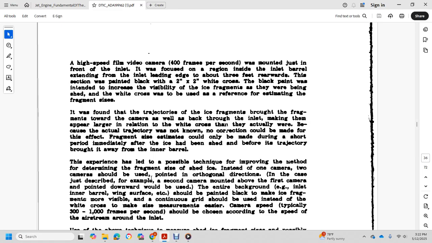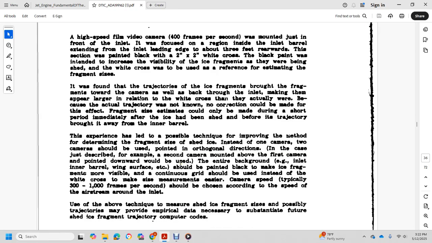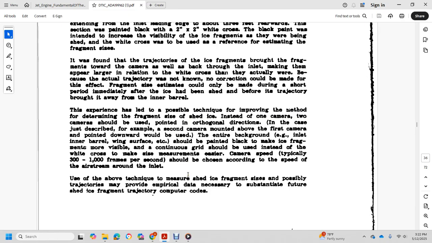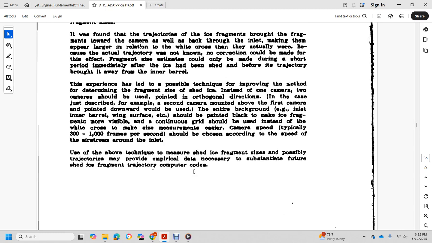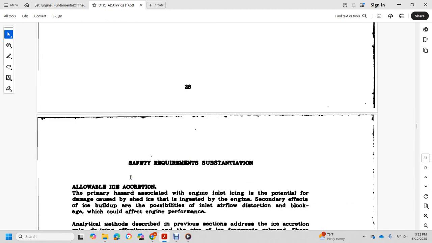Camera speed, typically from 300 to 1,000 frames per second, should be chosen according to the speed of the airstream around the inlet. Using the above technique to measure ice fragment size and possible trajectories may provide the empirical data necessary to substantiate future shed ice fragment trajectory computer codes. Safety requirement substantiation.